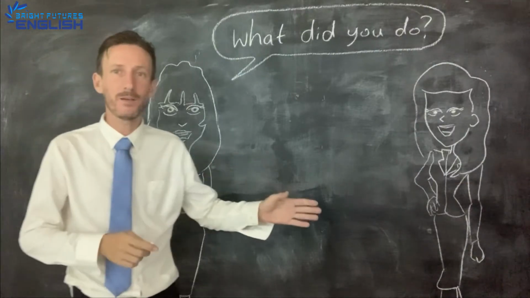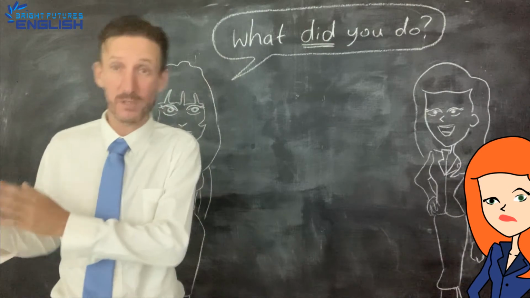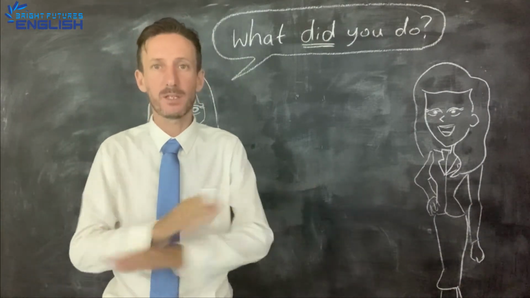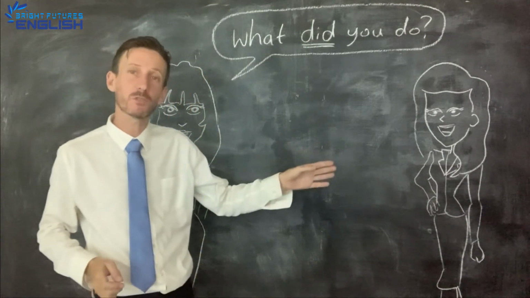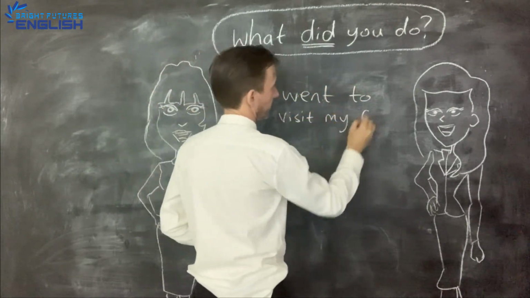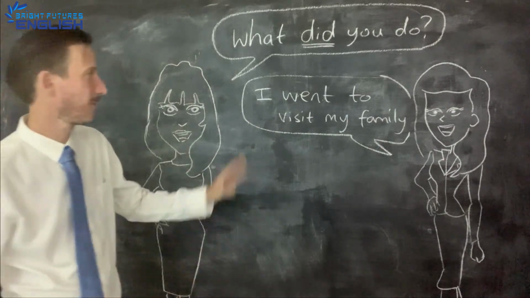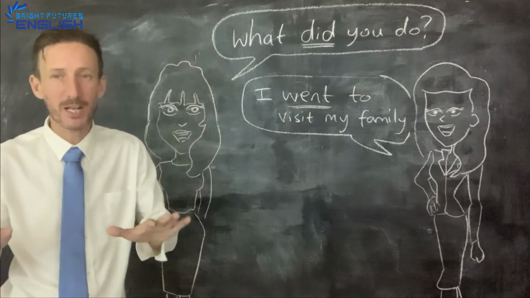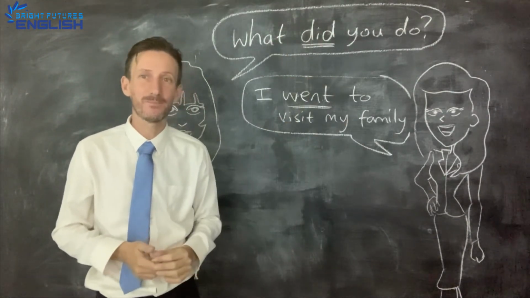Helen asks Jenny, what did you do? They're referring to the recent time off work, a specific time in the past. All of the activities are finished. She uses the simple past question, and Jenny responds with, I went to visit my family. Simple past. We're talking about the past, finished action. We know when it is from the context of the conversation.